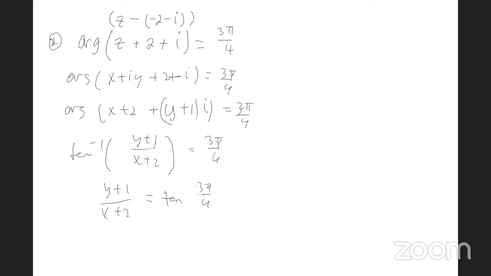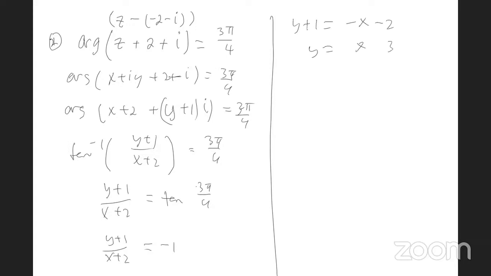What's tan 3/4 pi? What did you all get for tan? Minus 1. All right, thanks. Minus 1. So you multiply it out, you'll get y plus 1 is equal to minus x minus 2, so y is equal to minus x minus 3. So it's the equation of a line.